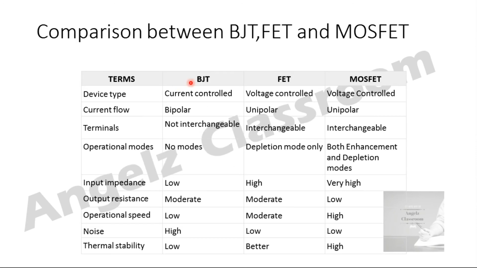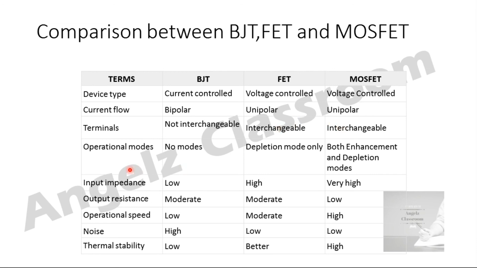So here comes the comparison between BJT, FET and MOSFET. The first one is device type. The BJT is a current controlled device, whereas FET and MOSFET are voltage controlled devices. Second one is current flow. In BJT the current flow is bipolar, whereas in FET and MOSFET it is unipolar. And third one is terminals. In BJT you cannot interchange the terminals, whereas in FET and MOSFET the source and drain can be interchanged.